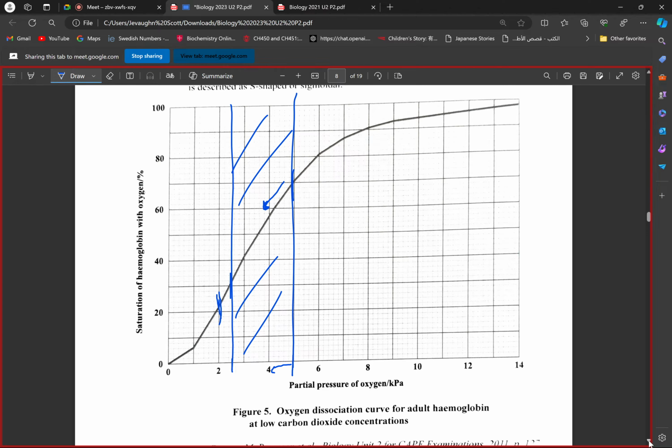Okay, hold on. Let's stop there, right? What does partial pressure of oxygen speak to? Sir, the pressure at which oxygen is transported at. Okay, not necessarily, no. So I think that's the thing, right?